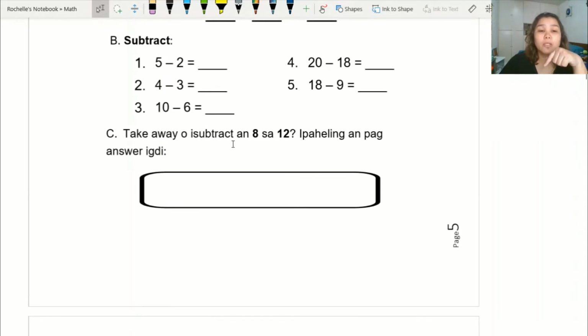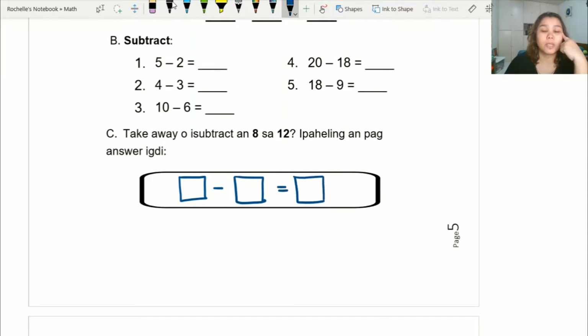So, take away o i-subtract ang 8 sa 12. Ipahiling ang pag-answer. So, how will you write this into a number sentence? So, pwedeng you can follow yung kanina, yung kay Mario. So, blank minus blank equals blank. So, try to complete the subtraction sentence. Which number are you going to put here? Is it 8 or 12? How about on this box? Is it 8 or 12? And then, don't forget to write the answer. Pause para matapos ang pretest.